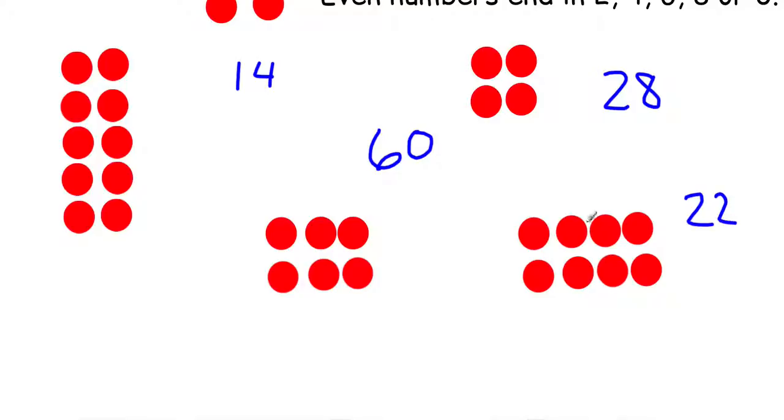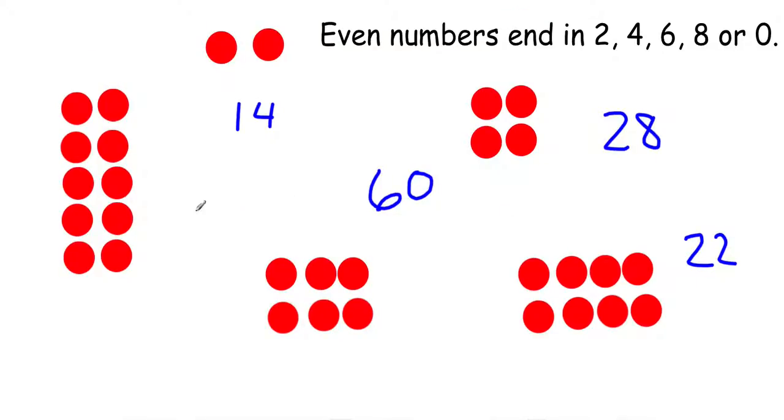22, that ends in an even number of 2. And then 36, that's an even number. So any number that ends in a 2, 4, 6, 8, or a 0 in the ones place is an even number. This concludes this video tutorial on even numbers.